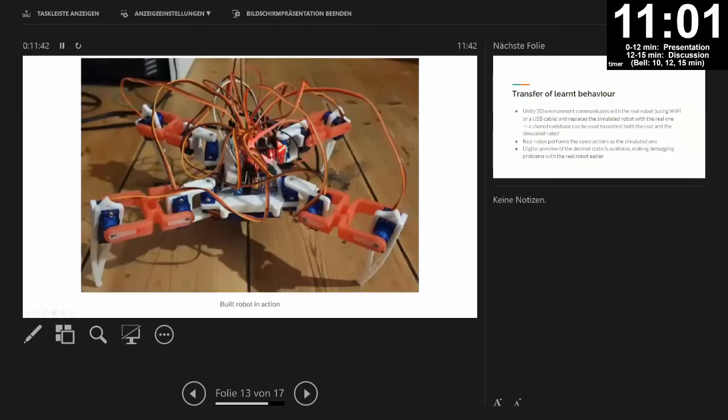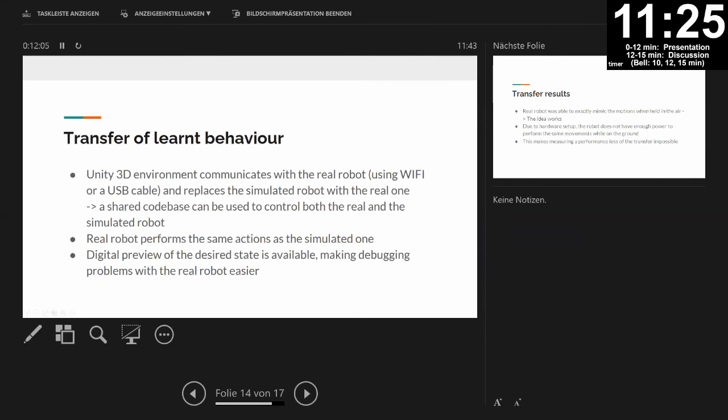In the end, it turned out that the hardware setup was not modeled specifically enough, or there was not enough power to do these steps. But if you hold the robot in your hand, you can see it doing these learned movements, and with higher power on the robot, the movements would also be fulfilled in the real world.